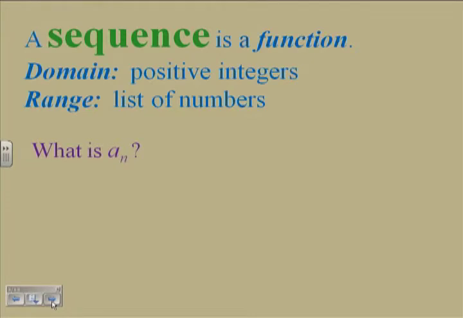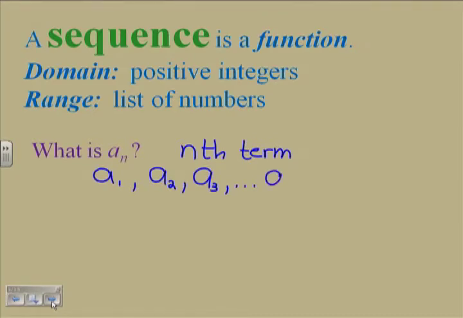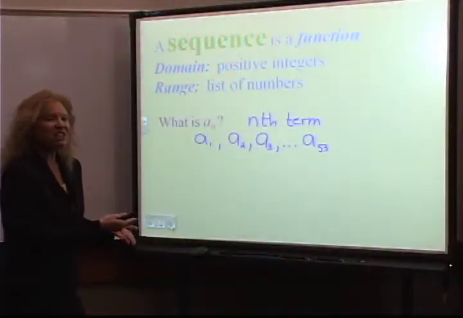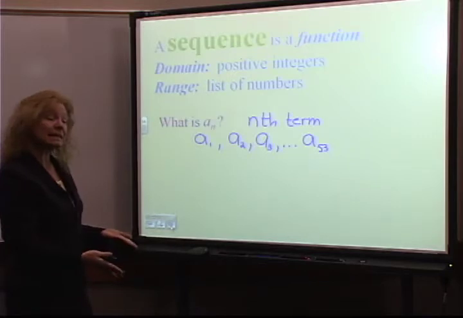Well, then the question is, what does this notation mean? A with a subscript of n. Well, that is called the nth term. So for example, in a sequence, the way it works out is we call the first term a sub 1, the second term is a sub 2, the third term is a sub 3. So if just out of nowhere you see this notation, a with a subscript of 53, and you say, well, what would that be? It would be the 53rd term in this list.